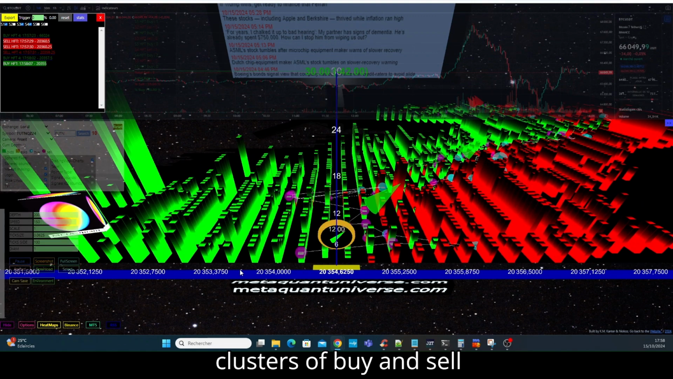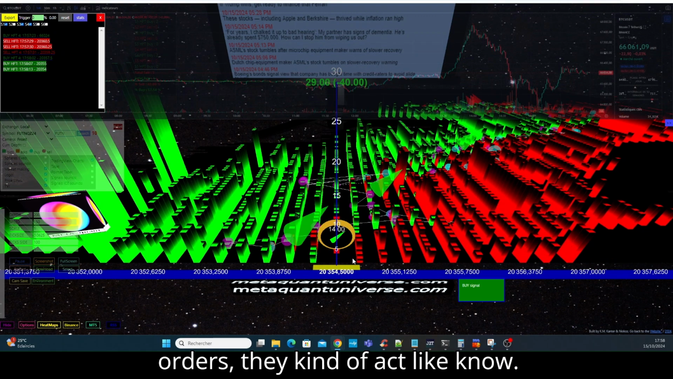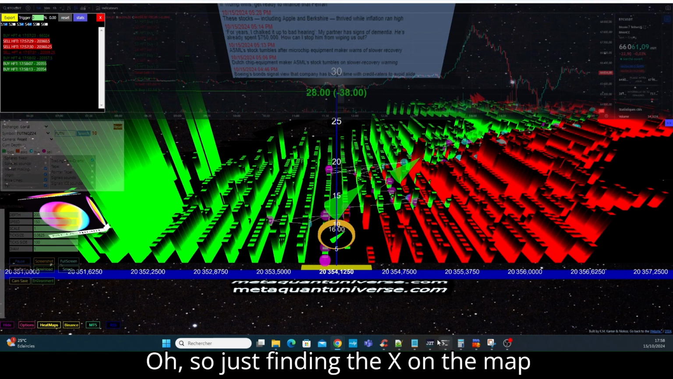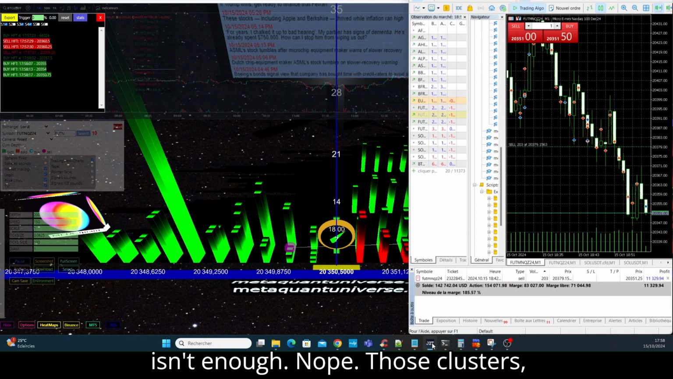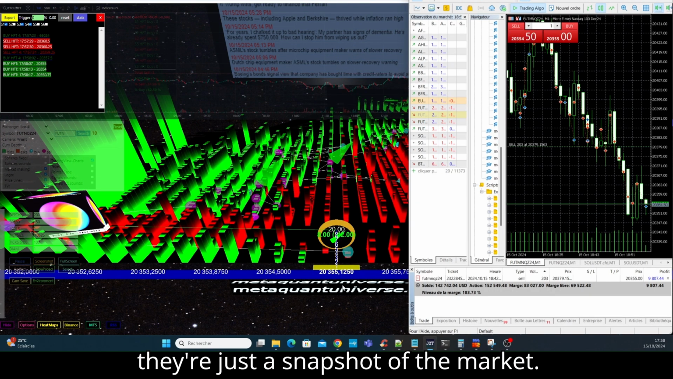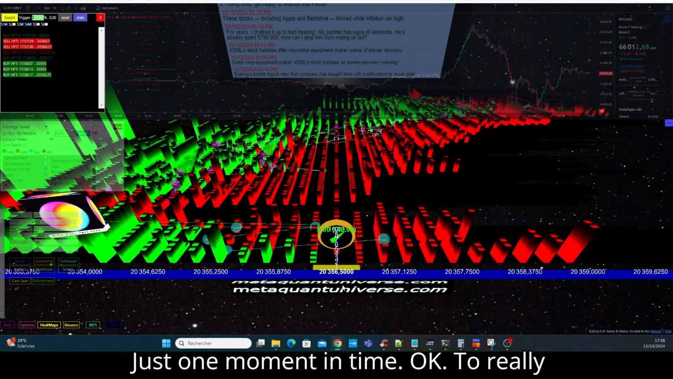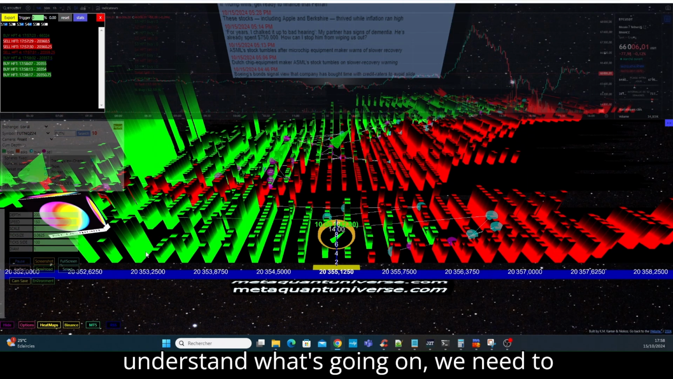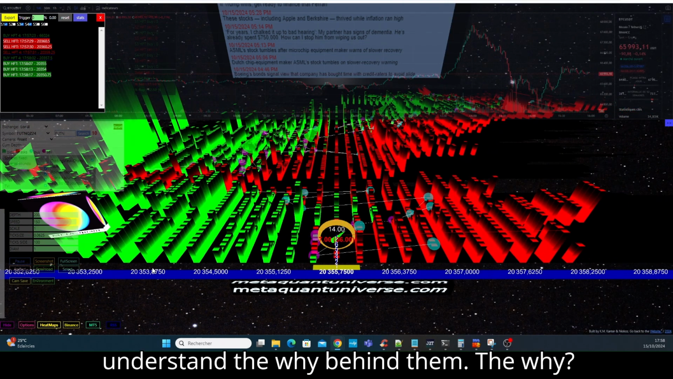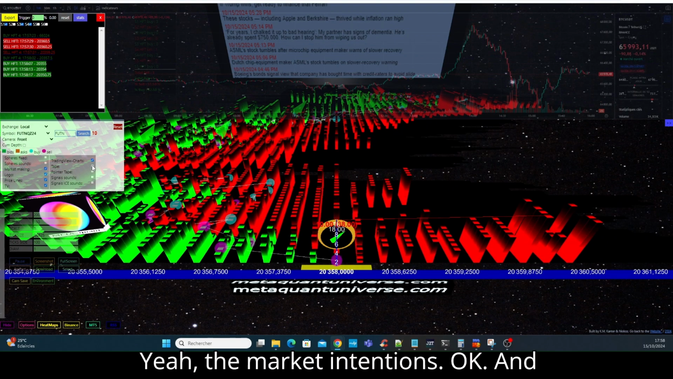But here's the thing, you can't just see the cluster and assume that's all you need to know. Just finding the X on the map isn't enough. Those clusters are just a snapshot of the market, just one moment in time. To really understand what's going on, we need to understand the why behind them, the market intentions.